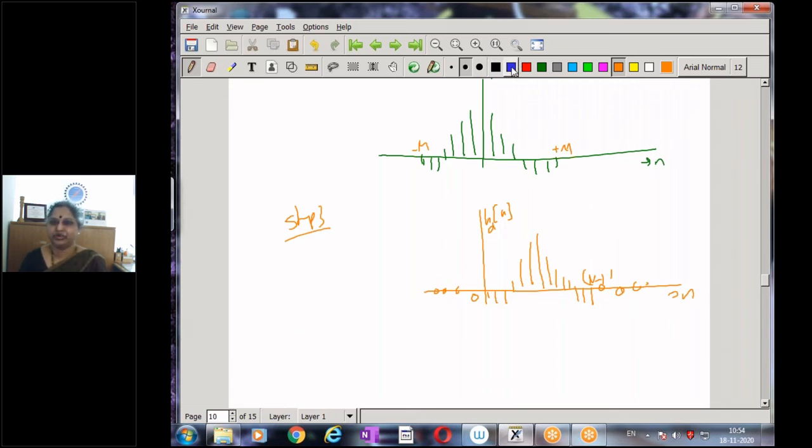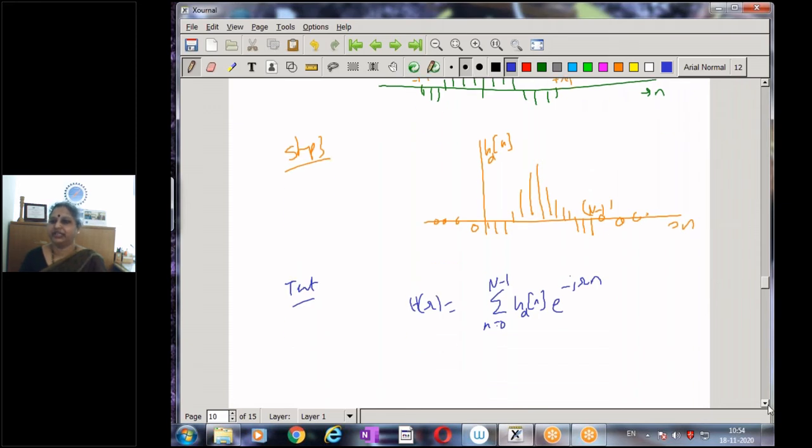So next, suppose I want to test my design. All that we have to do is compute H of omega as the sum for n equal to 0 to n minus 1 of h d of n e power minus j omega n. Once I evaluate this and plot the frequency response H of omega, I will know how good my design is as compared to the required design specifications of a low pass filter with a cutoff of omega c. And we can also implement the filter using the direct form 1.